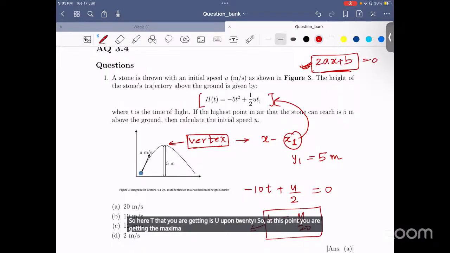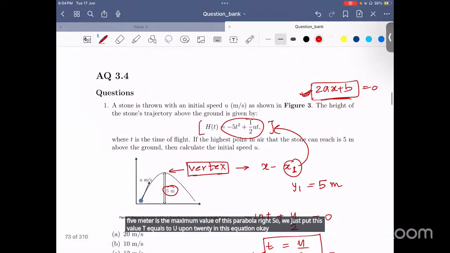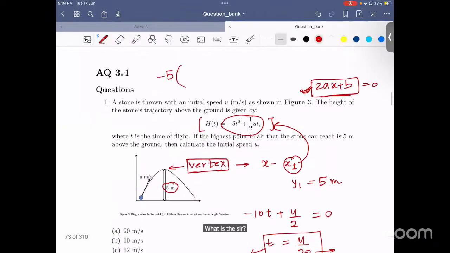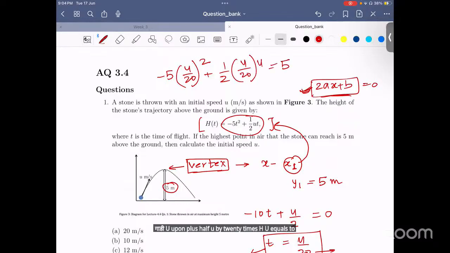What did I say? Whatever x coordinate you get, use it to get the maximum value, because here it has been given as a hint that 5 meter is the maximum value of this parabola, right? So you just put this value t equals u upon 20 in this equation. Now you have to put it like this, minus 5. What do you get? Minus 5 times u upon 20, the whole squared, plus half u by 20 times u equals 5. If you solve this equation, you'll get the value of u.